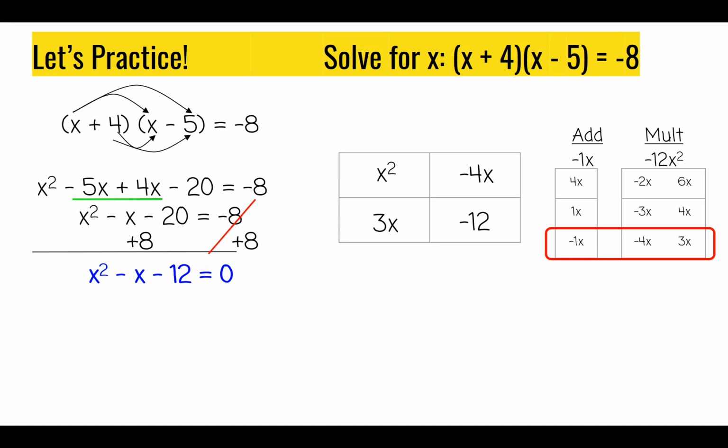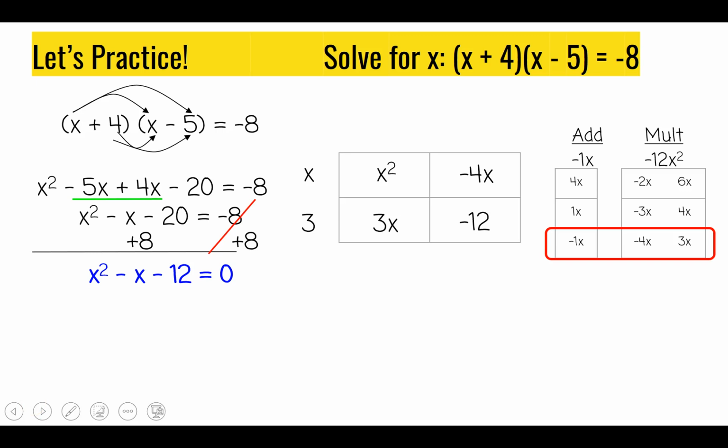All right, time to take out some GCFs. What can we factor out of x squared and negative 4x? What can we take out of x squared and negative 4x? Rory says x. Do you agree with her? Yeah, you should. It's right. How about 3x and negative 12? Just a 3? Is it going to be positive or negative? Positive. Good. x squared and 3x?